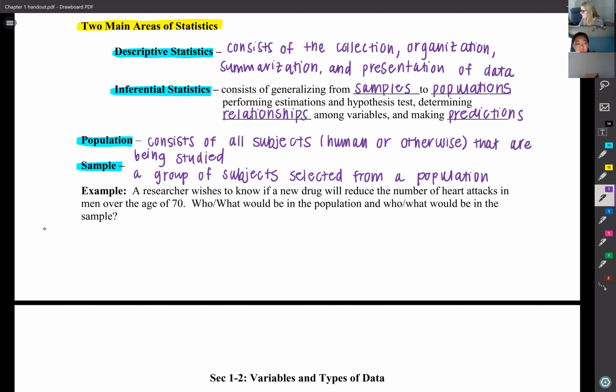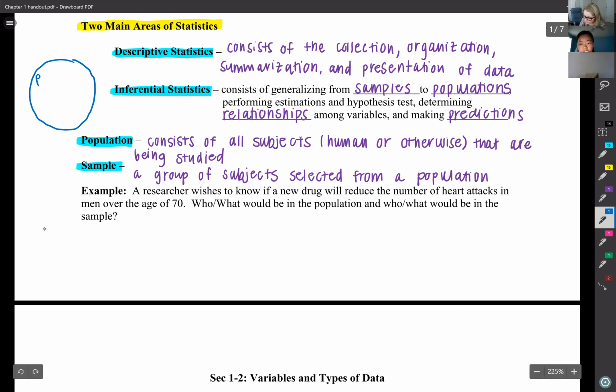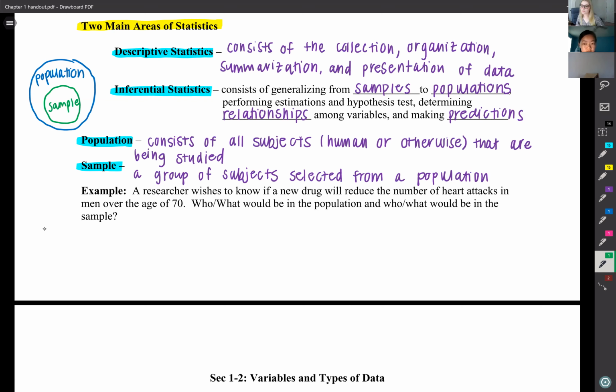So the book gives a nice little diagram. So I thought I would draw that for you guys. So it has this circle. So we'll say this circle is the population. And the sample is a group of people within the population. So if you're struggling to understand the difference between sample and population, I think that diagram really hits it.